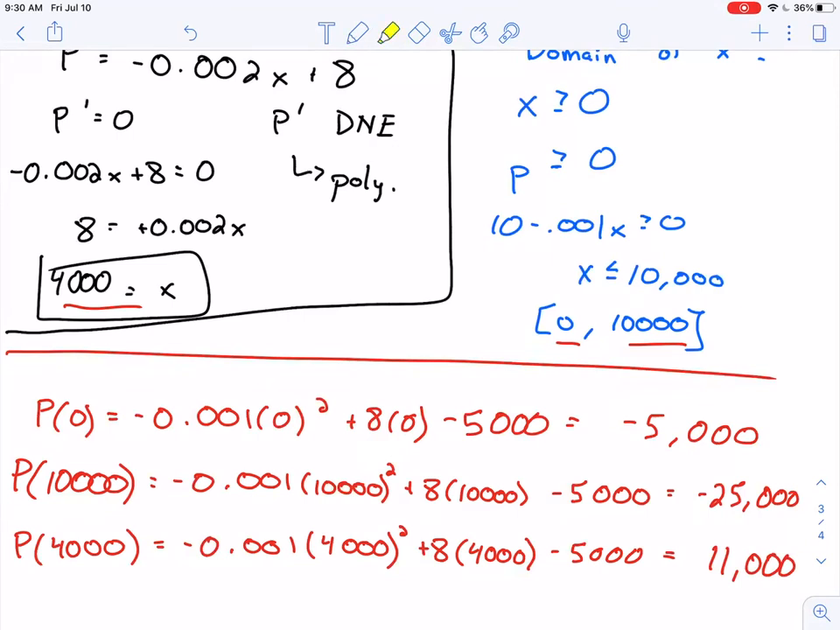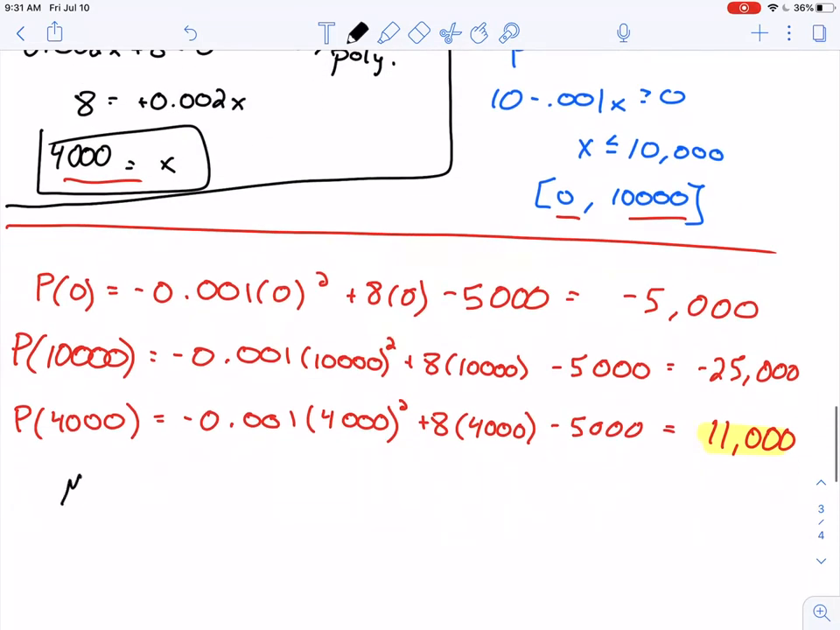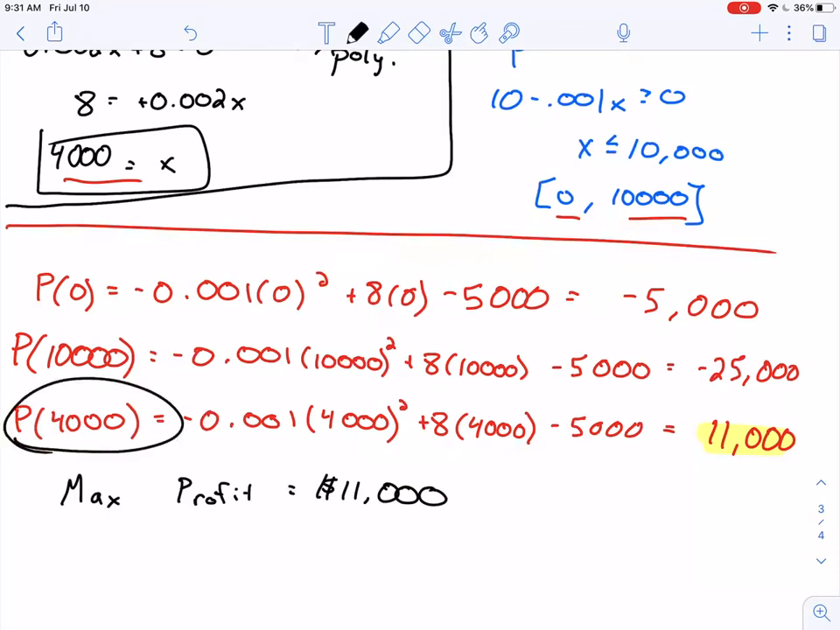So just like last time, I've got a choice. I can have a profit of negative $5,000, which means I'm losing $5,000. You can have a profit of negative $25,000, still not appealing. Or I could have a profit of $11,000. That seems a whole lot better. So here is my maximum profit, $11,000. So let's write this down before we forget to. Our maximum profit is equal to $11,000, and I can tell because I plugged that into my profit function.